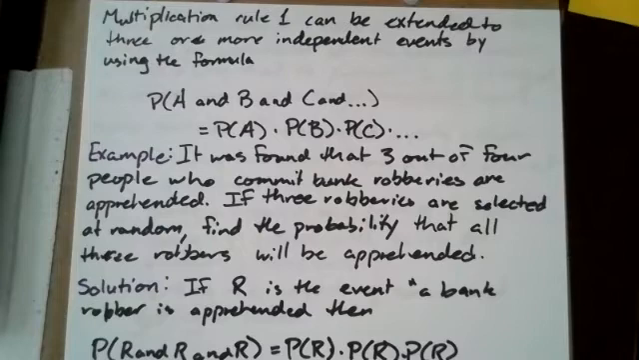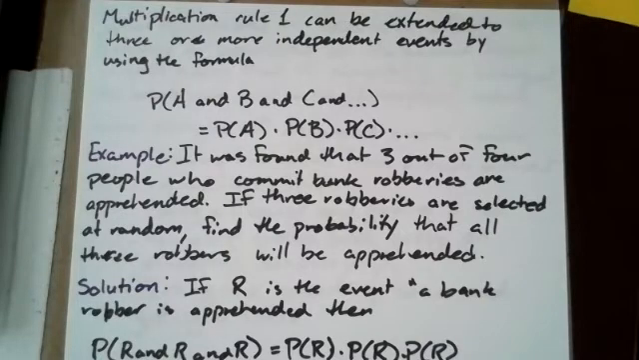Multiplication rule 1 can be extended to 3 or more independent events by using the formula P of A and B and C and so on is equal to the probability of A times the probability of B times the probability of C and so on. So for example, it was found that 3 out of 4 people who commit bank robberies are apprehended. If 3 robberies are selected at random, find the probability that all 3 robbers will be apprehended.